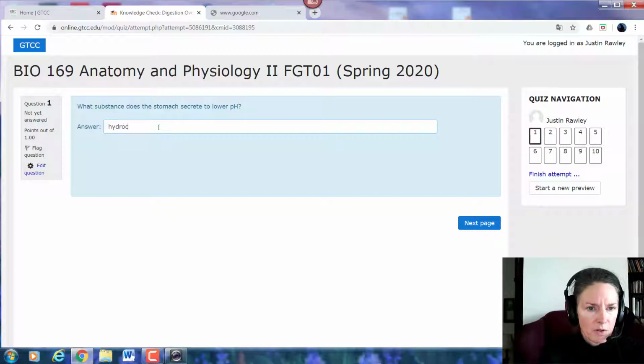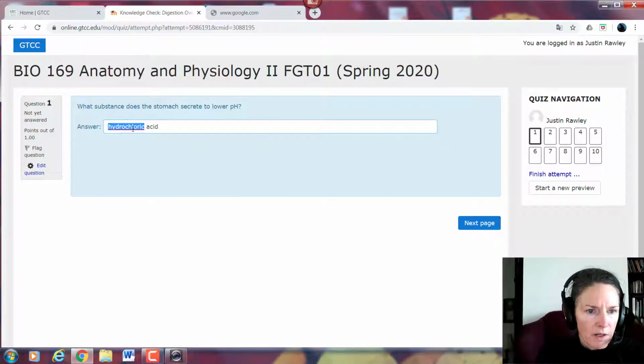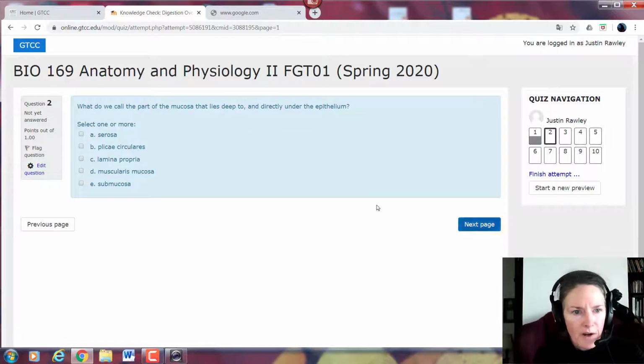Hydrochloric acid. Hydrochloric. Well, that's what it is. If I misspelled it, it'll count it wrong. All right, what do we call the part of the mucosa that lies deep to and directly under the epithelium? This would be the lamina propria.